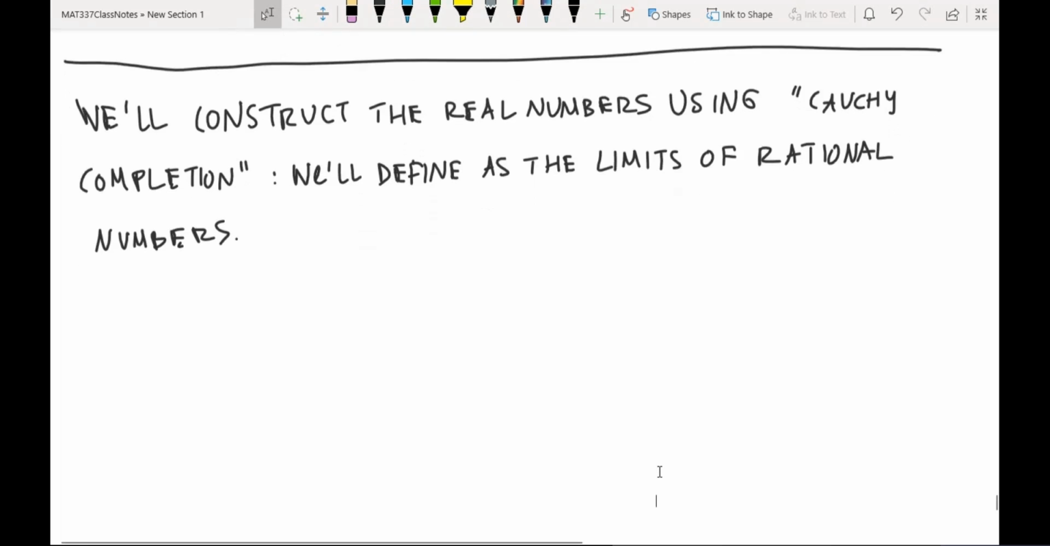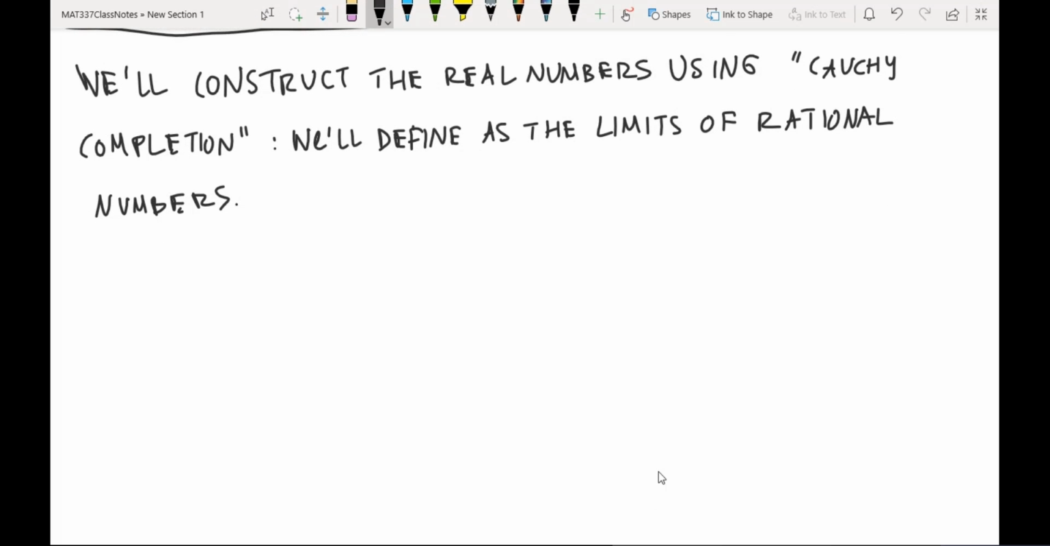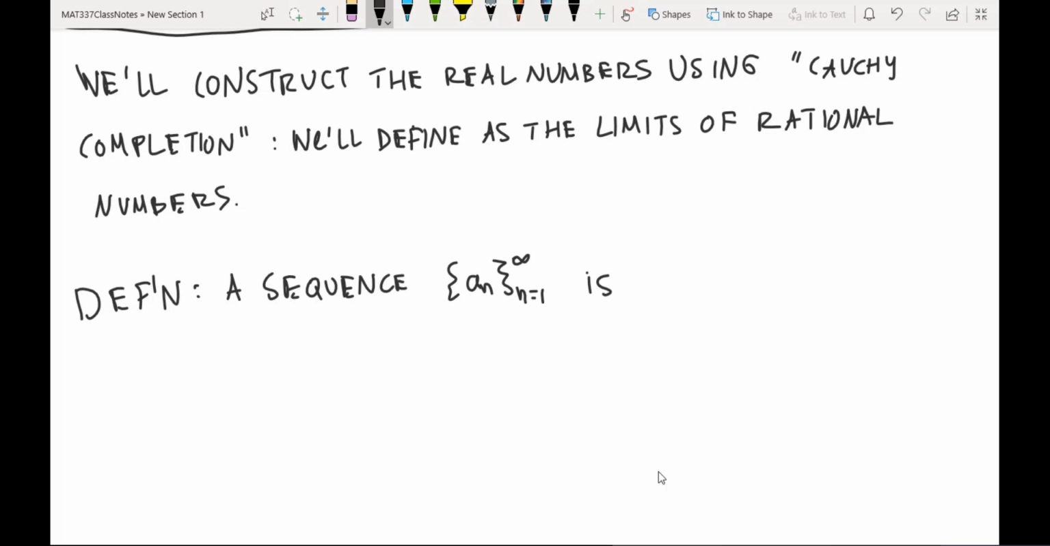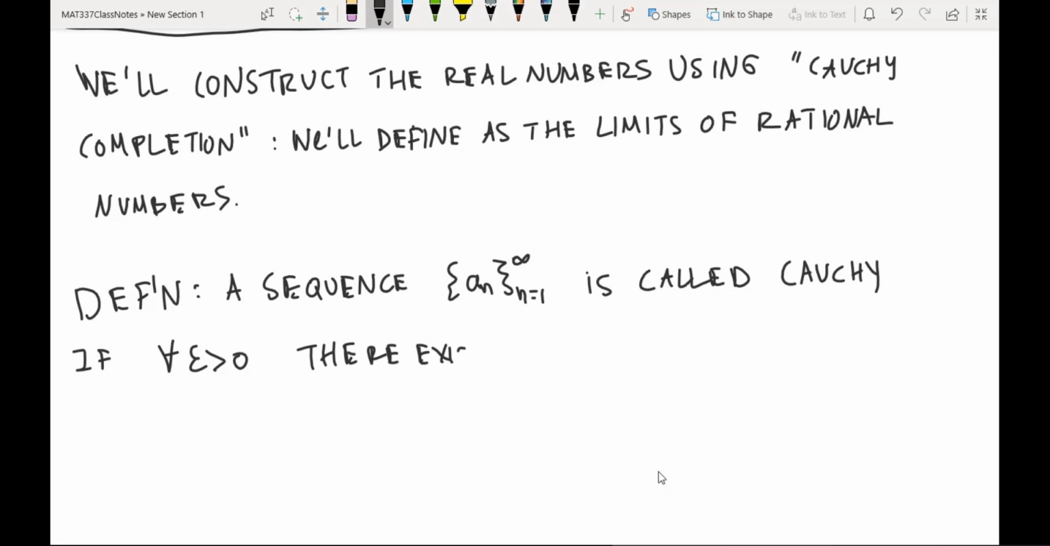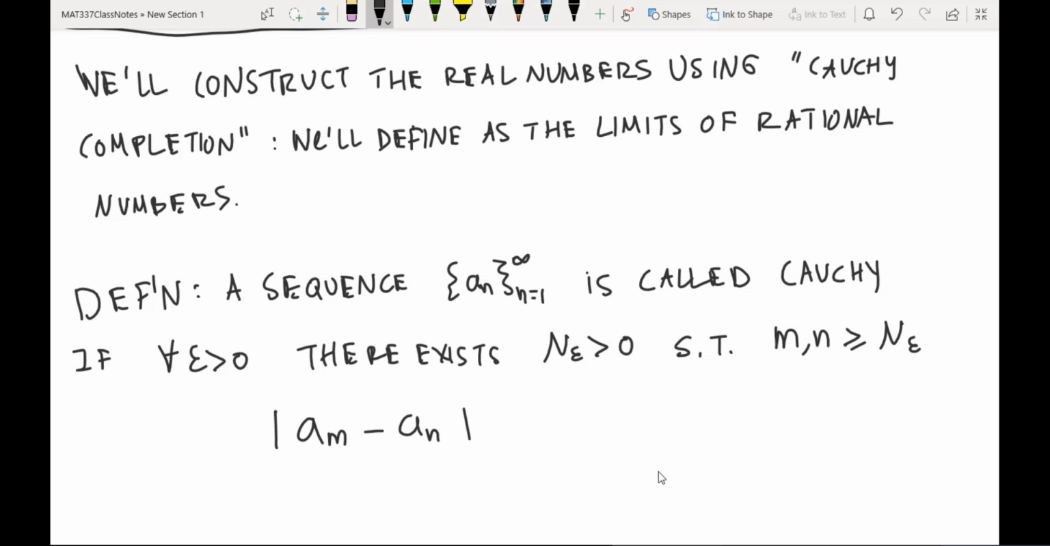So for that, we need a general concept called the Cauchy sequence. This will come up later as well when we talk about general metric spaces. A sequence is called Cauchy if for every epsilon positive, there exists N epsilon, so that for all m and n bigger than N epsilon, you have |a_m - a_n| is less than epsilon.